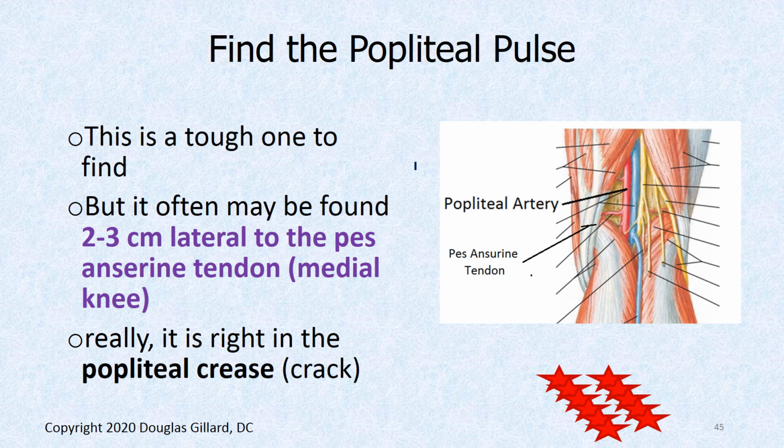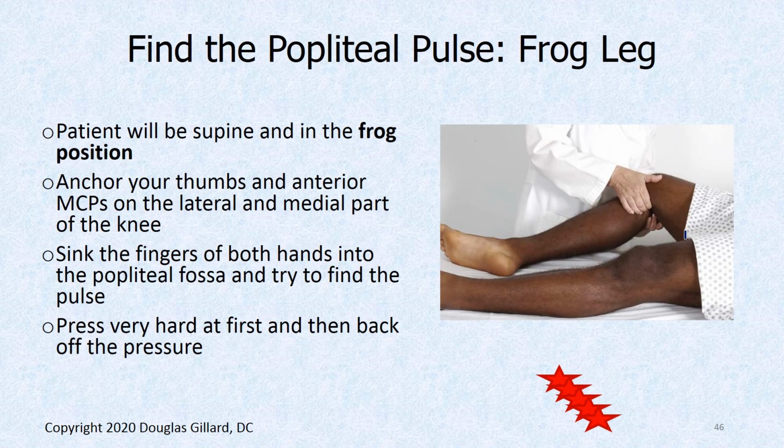Popliteal pulse. There's two ways to do this, and you know one, but I don't think you know the other. You know the hard way. The popliteal pulse lives in the popliteal crease. If you bend your leg and feel that crease in the back of your knee, that's where the popliteal pulse is. You could put the patient in a frog leg position and sink your fingers in. And I think you've done this. You don't really feel it, do you? That's really hard to find like that. That's one way that you can do it.